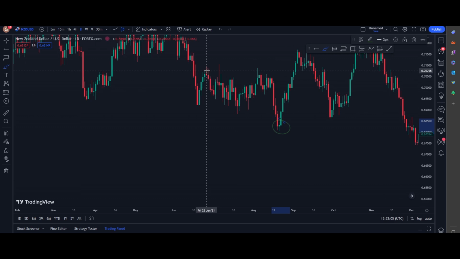You can also see a doji right here. You can see a doji right here also, just before the reversal. So a doji normally signifies that there is going to be a reversal, normally if you see it at the top or the bottom of a trend.